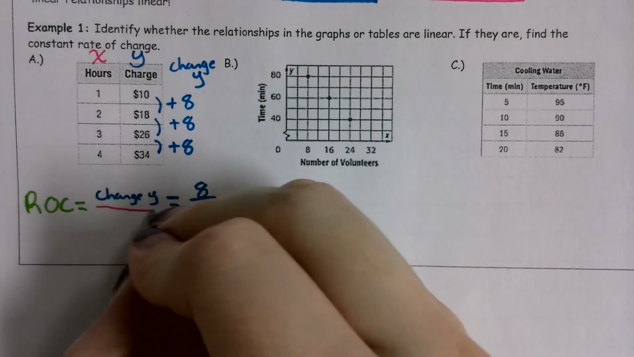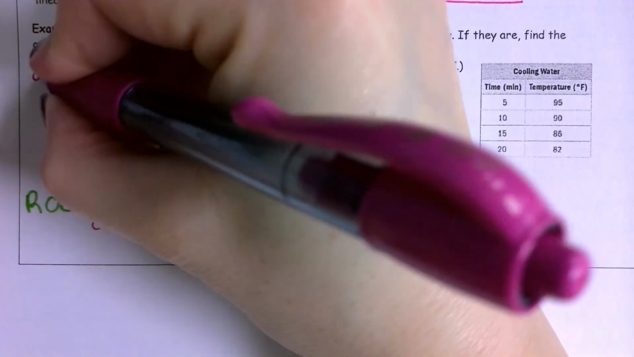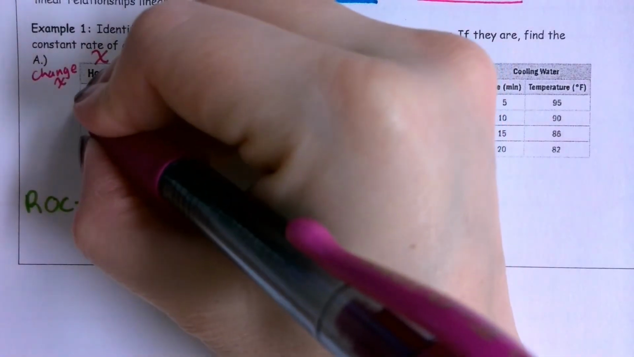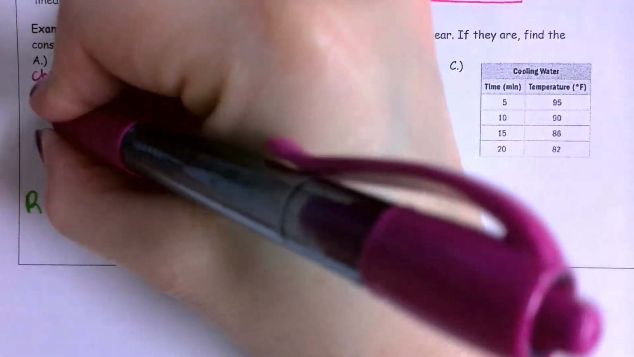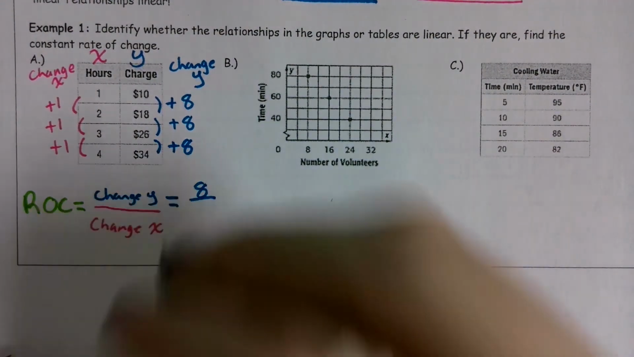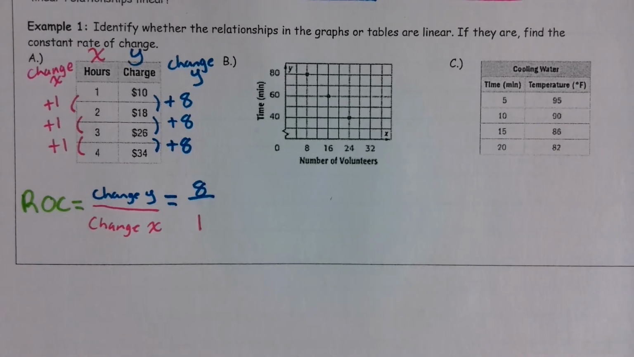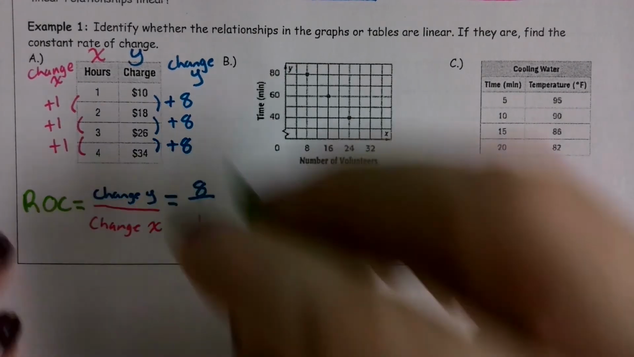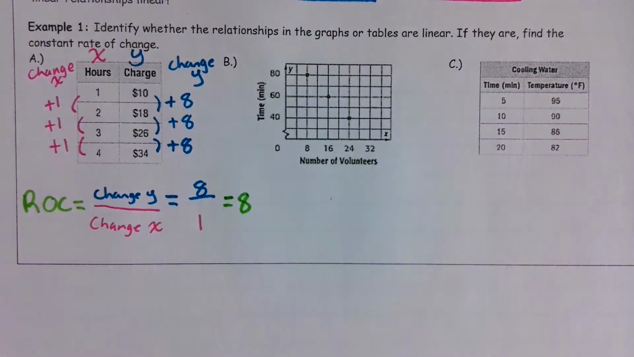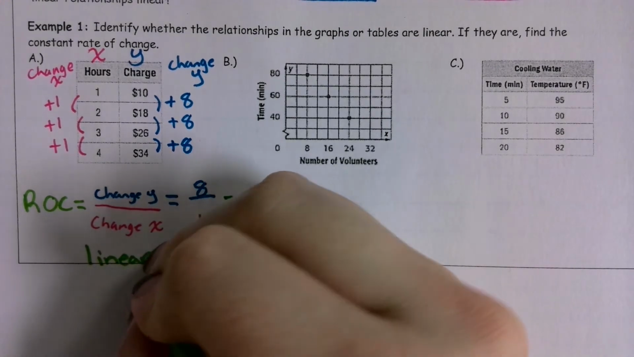Now we're going to put that over the change of our x. So looking at our x values, going from 1 to 2, what's happening there? Plus 1. 2 to 3 is plus 1. 3 to 4 is also a plus 1. So our change of our x is a positive 1. That means that we do have a consistent change, a constant rate of change, which is going to be equivalent to 8 over 1, or just 8. Because we have a constant rate of change, it is considered to be a linear function.